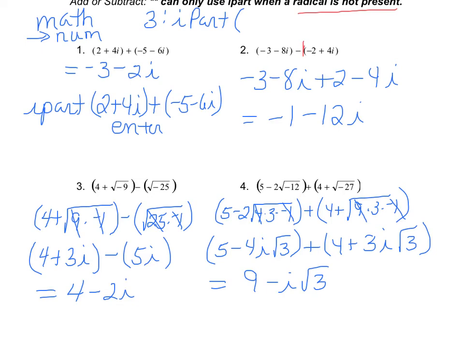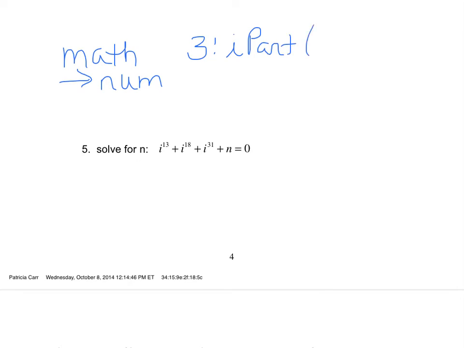Alright, let's do one more problem for this evening. Problem number 5 asks us to solve for n. In order to solve for n, we're going to have to see what each of those imaginary numbers equals, so you're going to want to use iPart. Go to Math, scroll over to NUM, and pick number 3 for iPart. We'll plug the first one in: i raised to the, which will be caret, 13th power, close parentheses, and hit enter. And hopefully you achieved i.